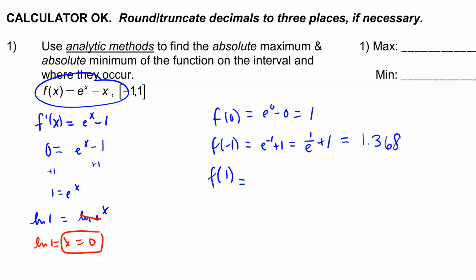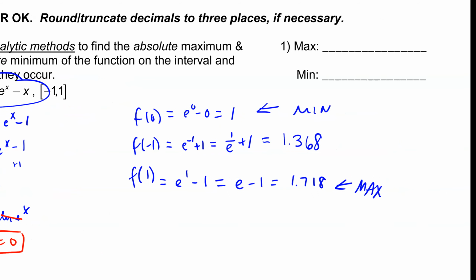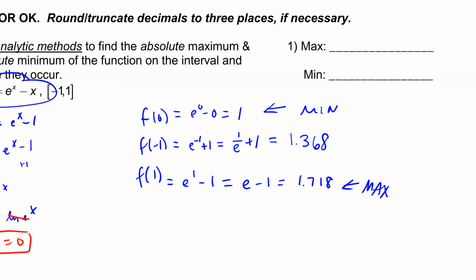Okay, let's do the next one. E to the 1 minus 1. So this is just e minus 1, so it's 1.718. So I see that this is the smallest. This is our min. This is our biggest, this is our max. Okay, so our max is f of 1 is equal to e minus 1.